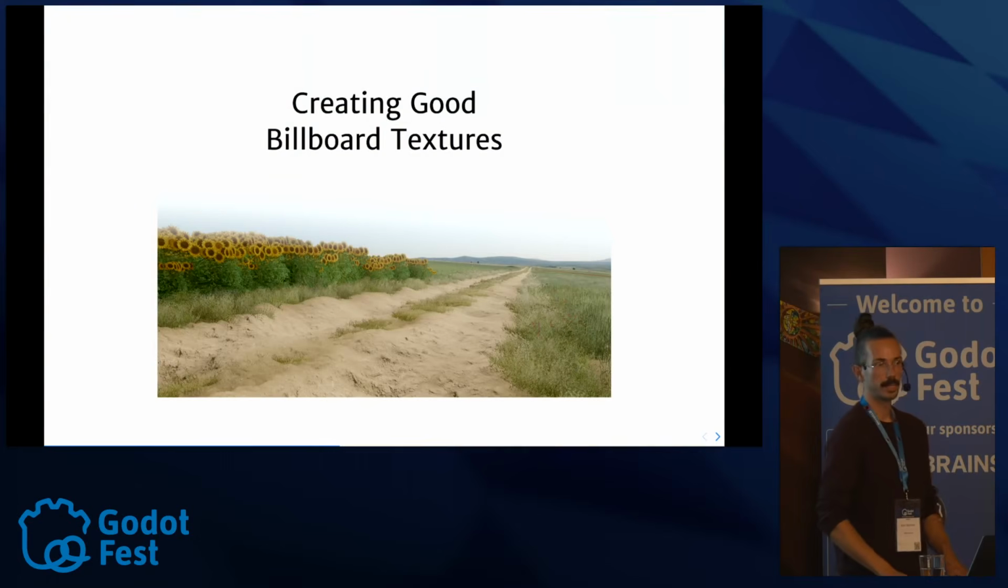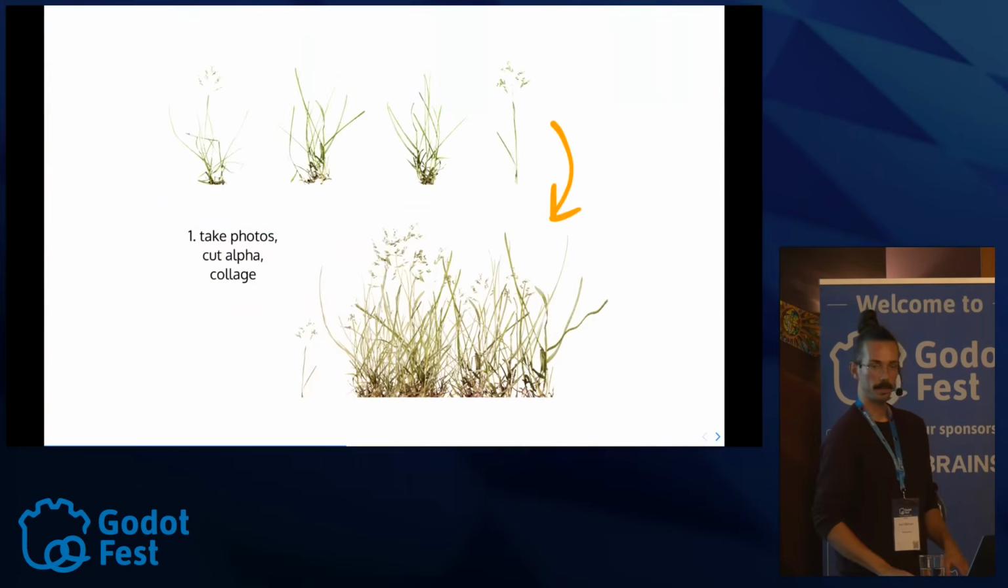Now, how do you create these textures to put onto the quads? Again, we do something similar as with trees. We usually go out and take photos, but you can also use other sources online and remove the background and then collage them into a group of plants, which would usually occur in a cluster.